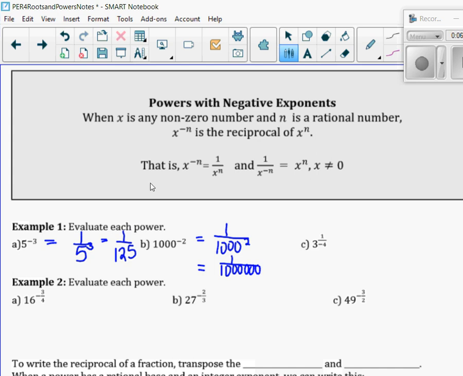Essentially, if you're multiplying by powers of 10, you're just moving the decimal place or adding the number of zeros you have. So do you see if you have 1,000 times 1,000, you have 6 zeros there, right? Okay, so now this is 3 to the power negative a quarter. So what are we going to do there?